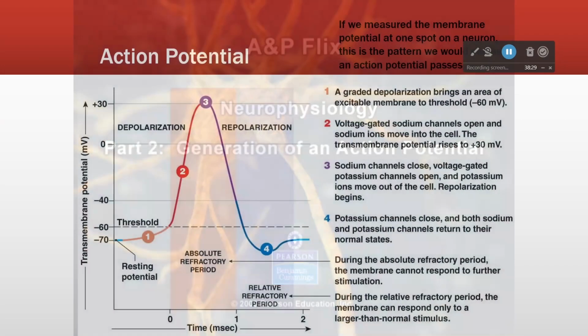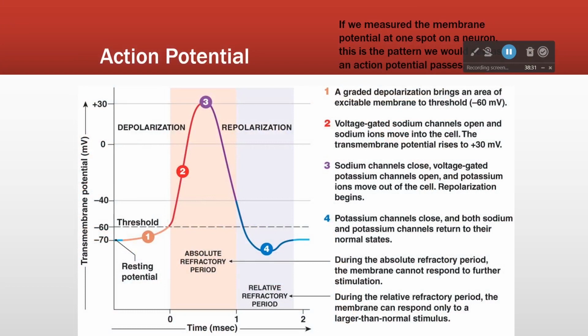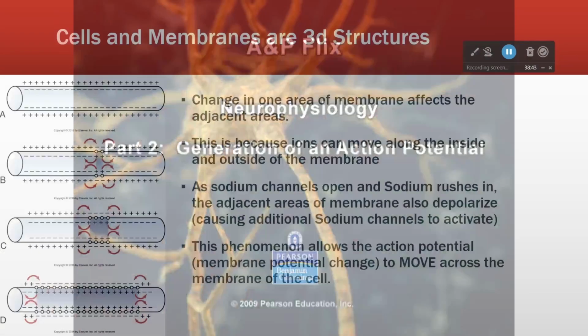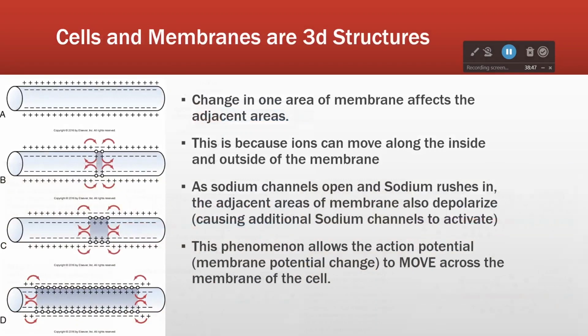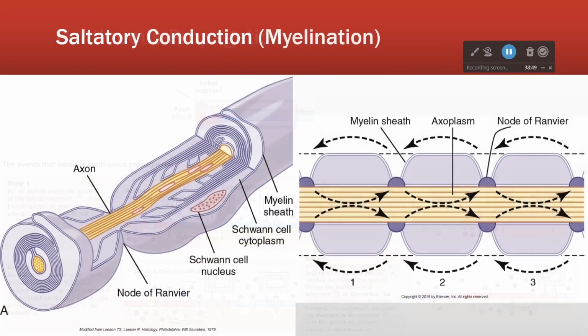Where is that? Right here. In the absolute refractory period, this cell cannot have another action potential in that area. In the relative refractory period, it's very difficult for it to. So it has a tendency to push the action potential instead of going in both directions. It pushes it in just one direction, which is kind of what we want.